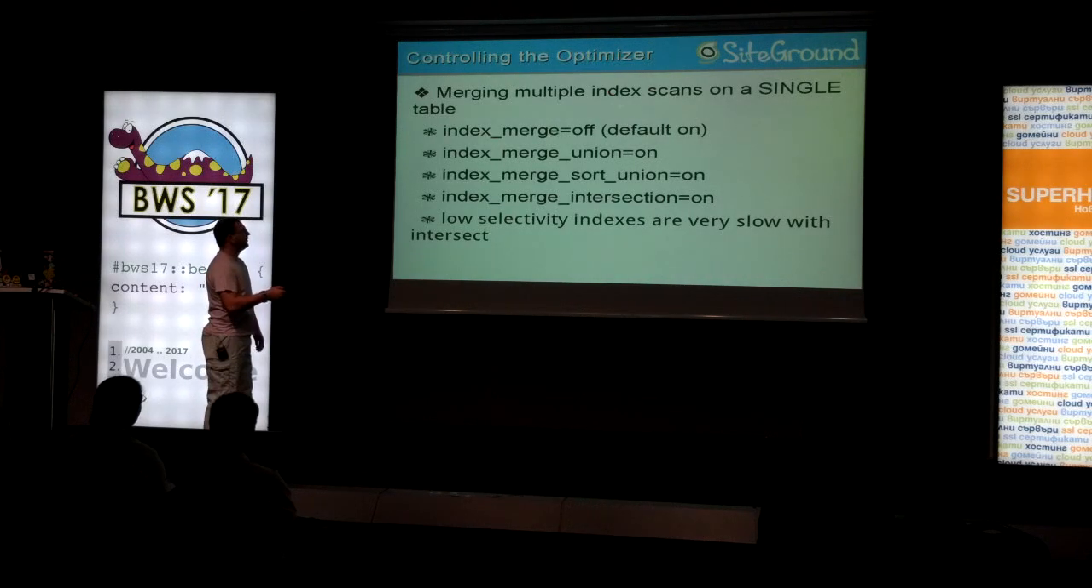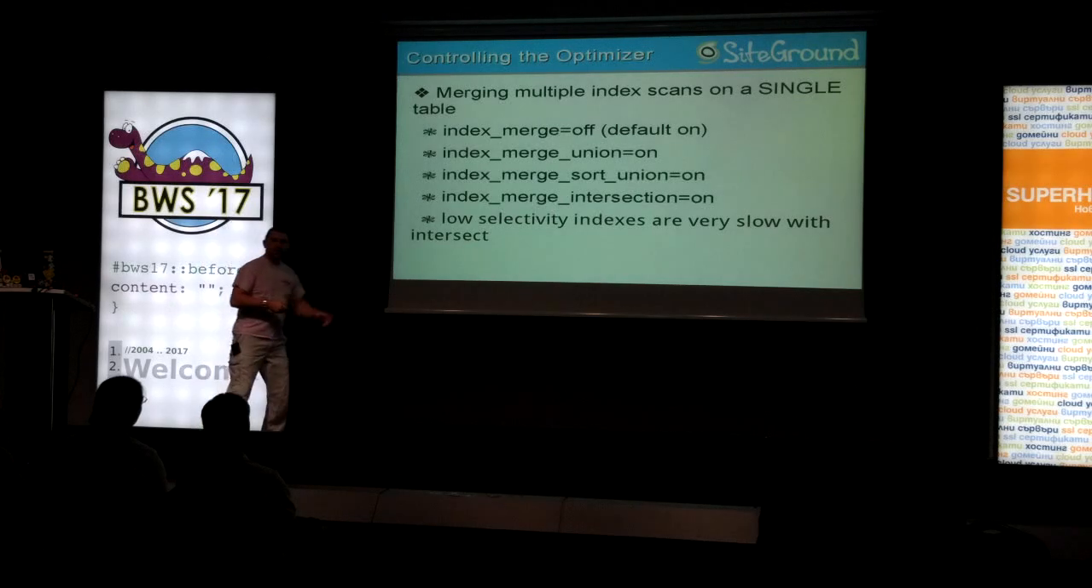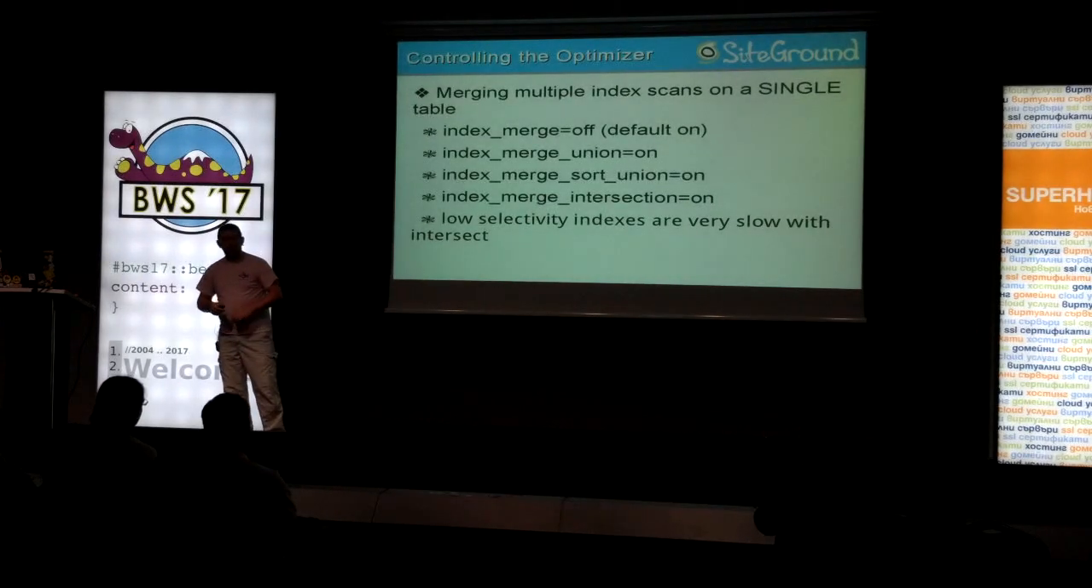Since I don't get enough time and I have like 15 more slides, you can disable the merge of those index scans and simply do full scans of the index. You can define the algorithm that you can use for these index scans. And keep in mind that indexes that don't actually match most of your rows definitely slow down the intersect algorithm.